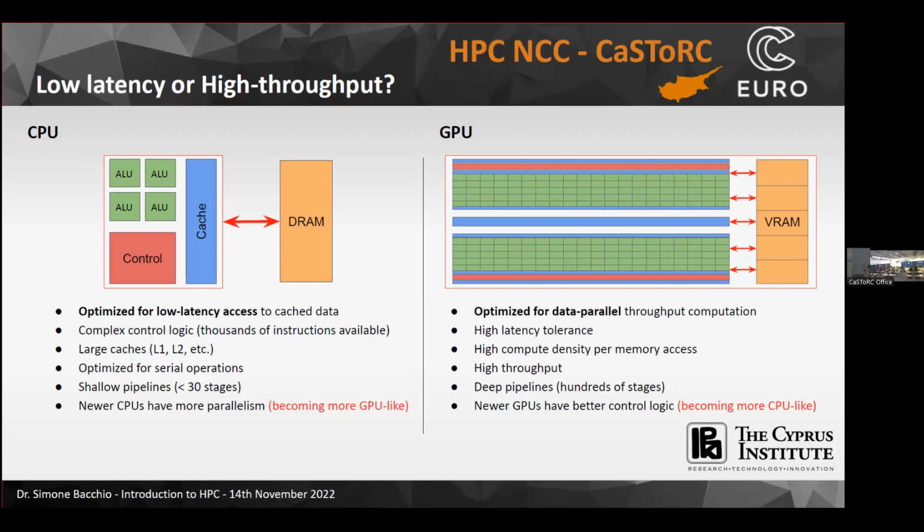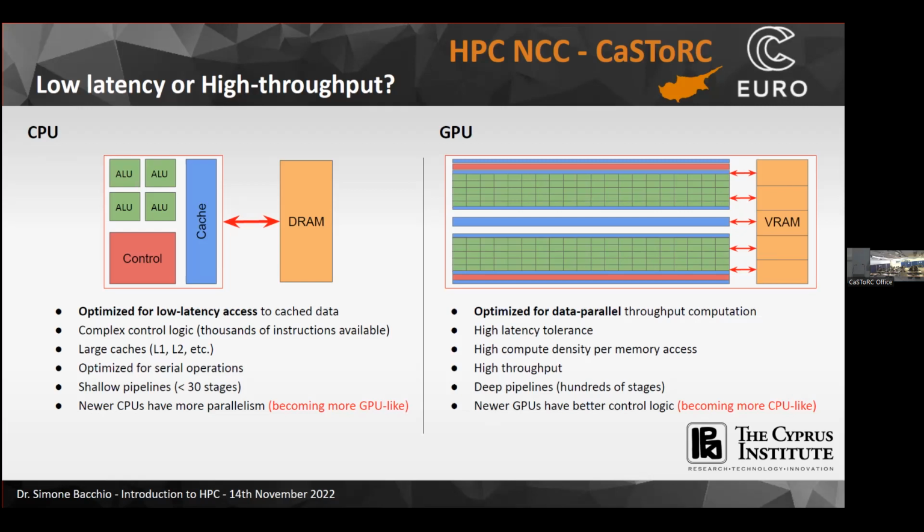So your operating system is doing many things together, and it can do it only on a CPU. You will never have an operating system running on a GPU. This is because the GPU instead is optimized for data parallel throughput computation. So what the GPU does, and this is very good for graphics, it processes a bunch of data all together, all at once, at the same time.